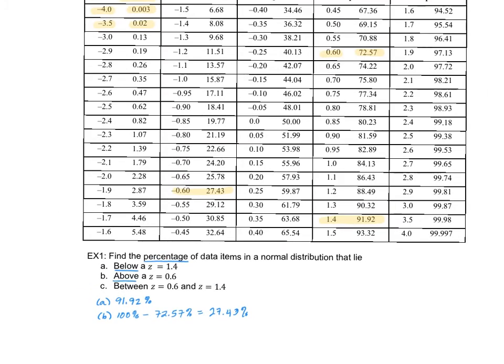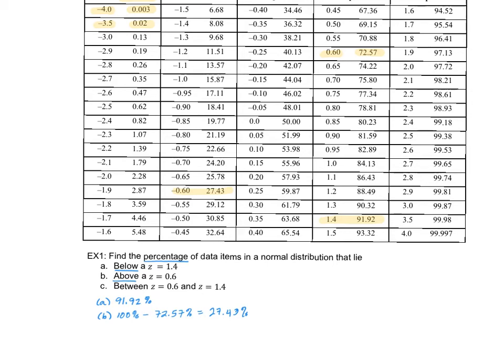So a shortcut to finding the percentage above is to look at the opposite z-score. If you have a positive 0.6, look at the negative 0.6. If you have a negative 0.6, look at the positive 0.6. Okay? So you would either subtract from 100 or you would look at the opposite sign z-score.